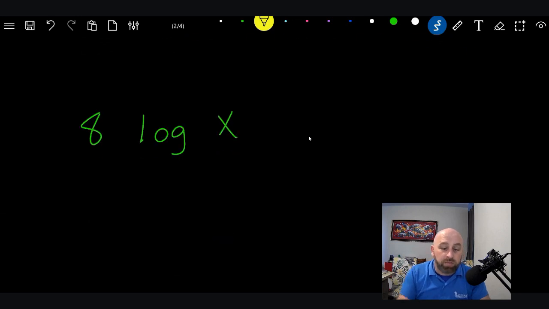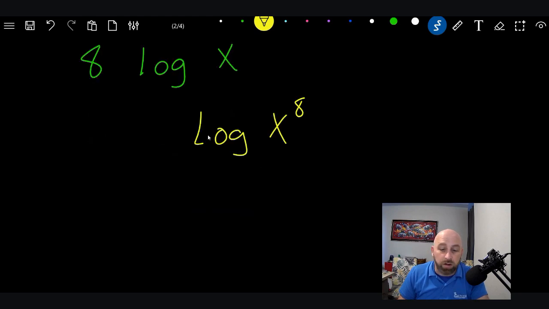Got another one. This is the power rule. This was the one where we had an exponent and moved it out to the front. Well, what we're going to have to do is take it from the front and move it back to the exponent. So all we're doing here is log of x to the 8th. And that's all we do, just going backwards from what we already did.